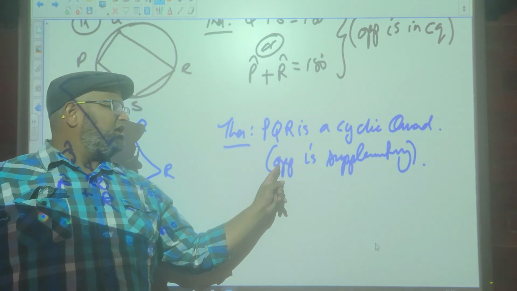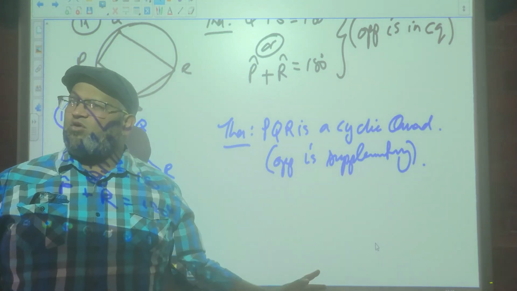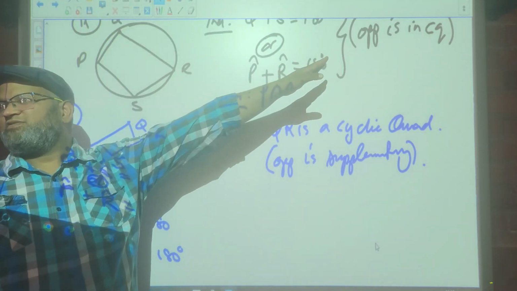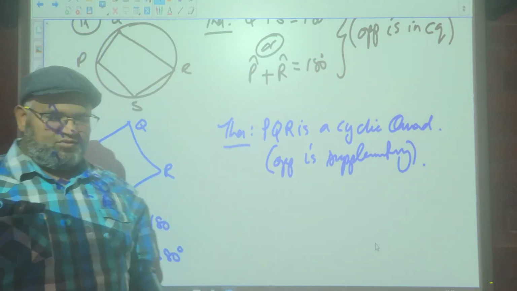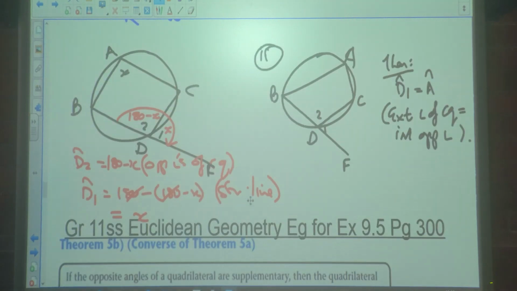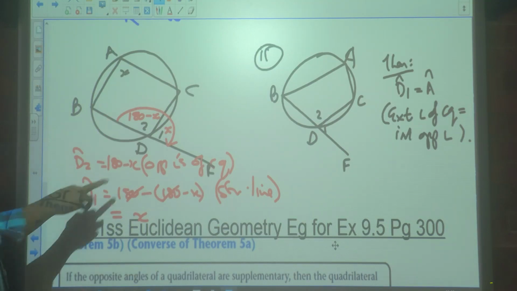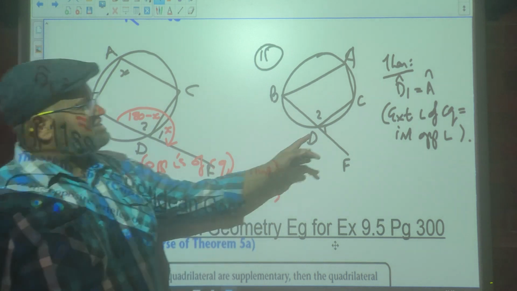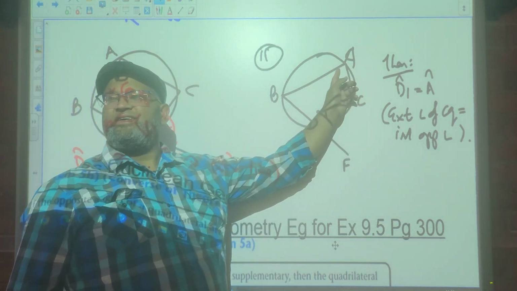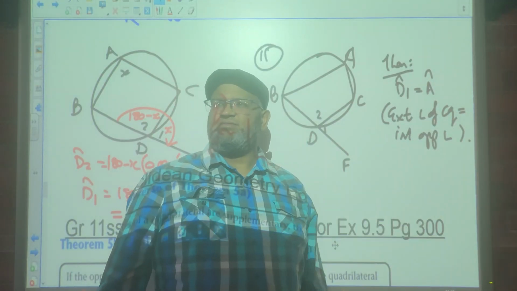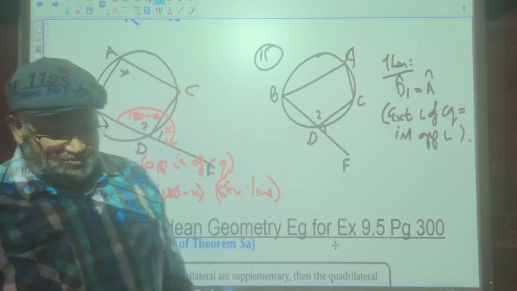Why? Opposite angles are supplementary. Or we said you can use what? Converse of opposite angles of a cyclic quad. Okay, either or. Right. Then we spoke about the exterior angle of the cyclic quad. We managed to prove that D1 is equal to angle A. So later on we can just say D1 is equal to A. Exterior angle of cyclic quad equals the interior opposite angle. And the converse is also true. Okay.